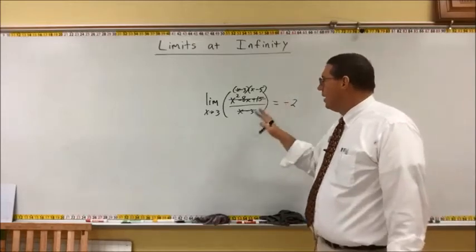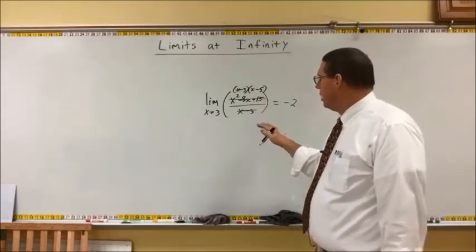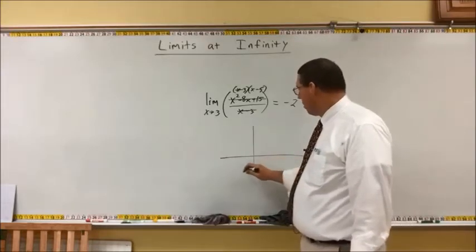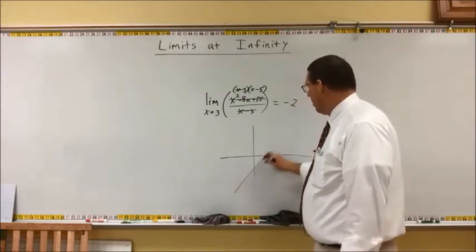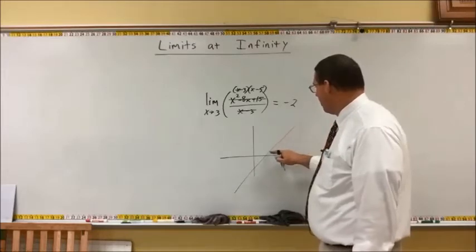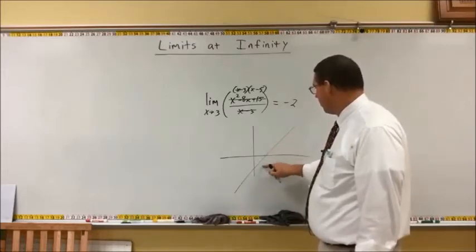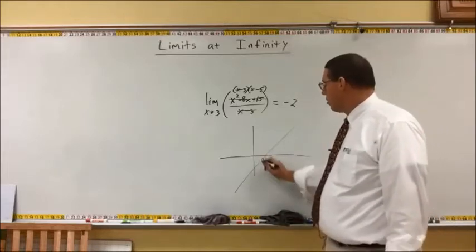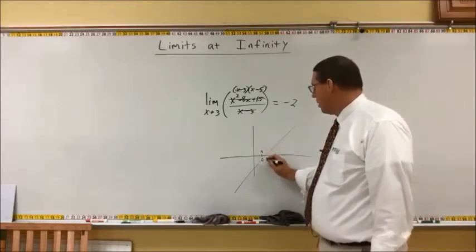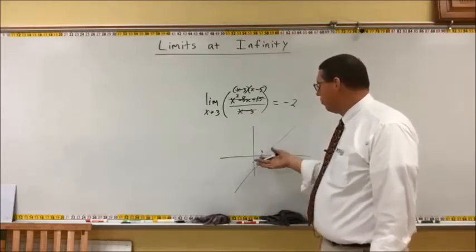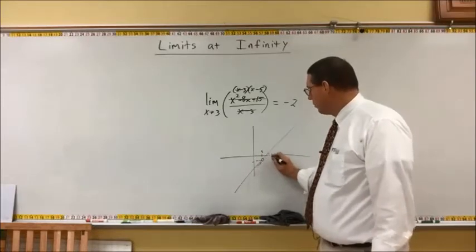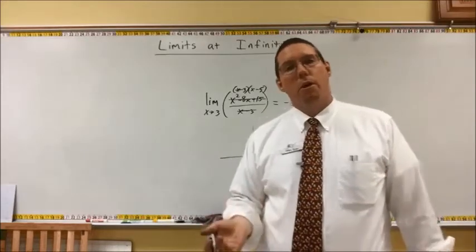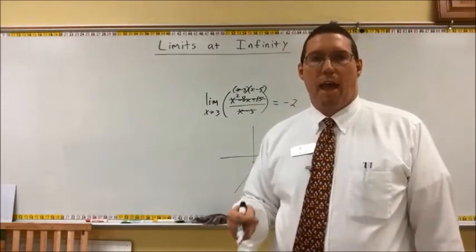This has a finite answer because on a graph, whatever this graph is, it probably looks something like this, and it has a hole at 3 somewhere. There it is. 3 is probably right about here. And so at x equals 3, the height of that hole is negative 2, and that's why the limit approaching from the left and approaching from the right is equal to negative 2. But what we're going to start talking about today are limits at infinity.